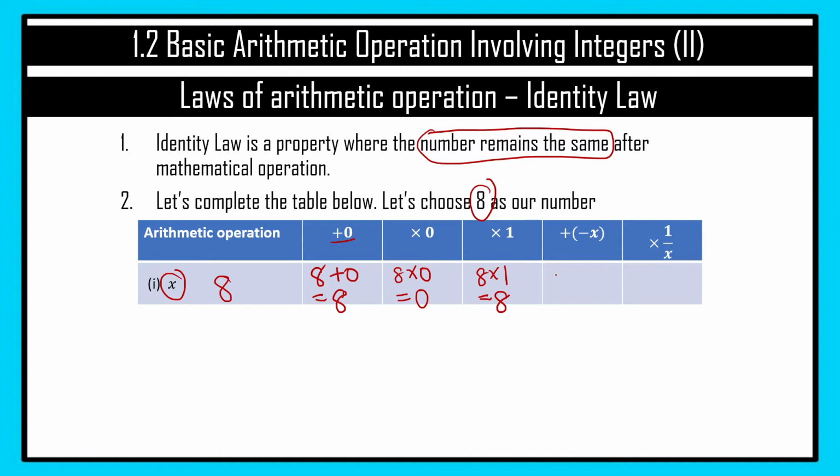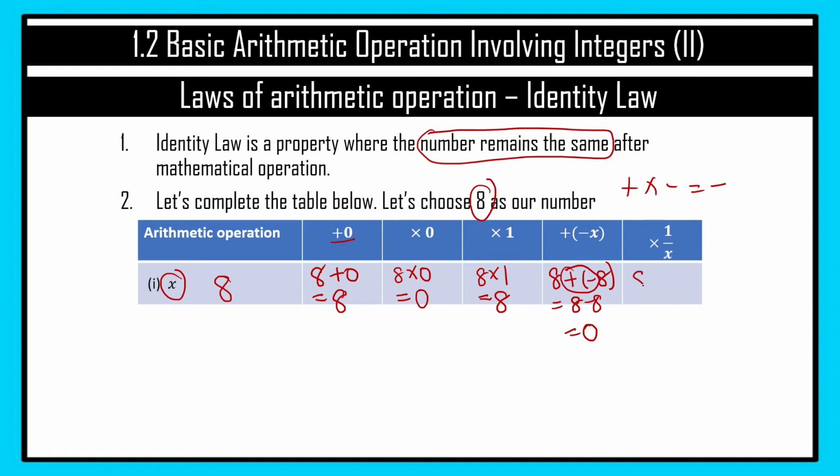Next one is 8 multiply 1. This one is 8 plus minus 8. So remember, positive multiply negative, you get negative. So it's 8 minus 8, which is 0. I'm going to come back to this one in a while.